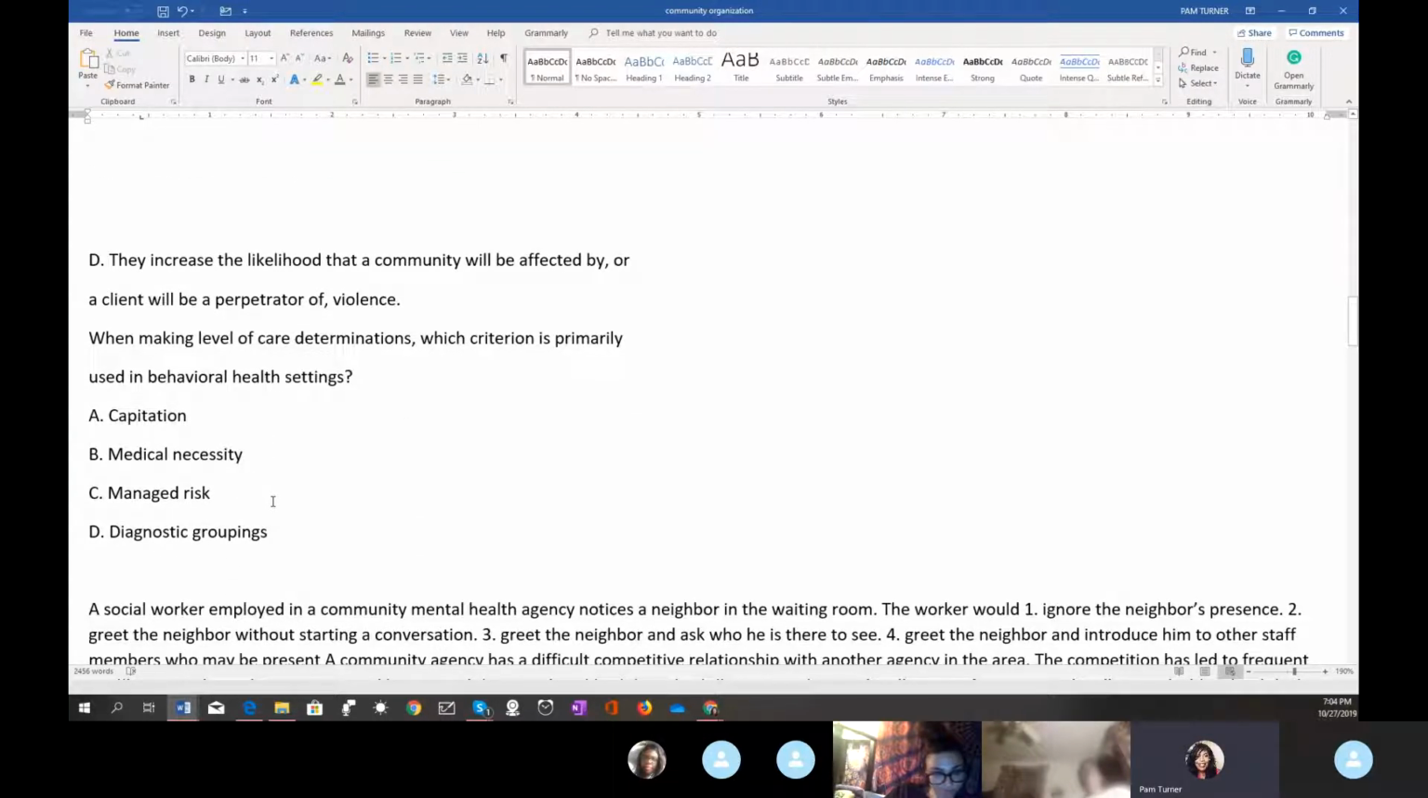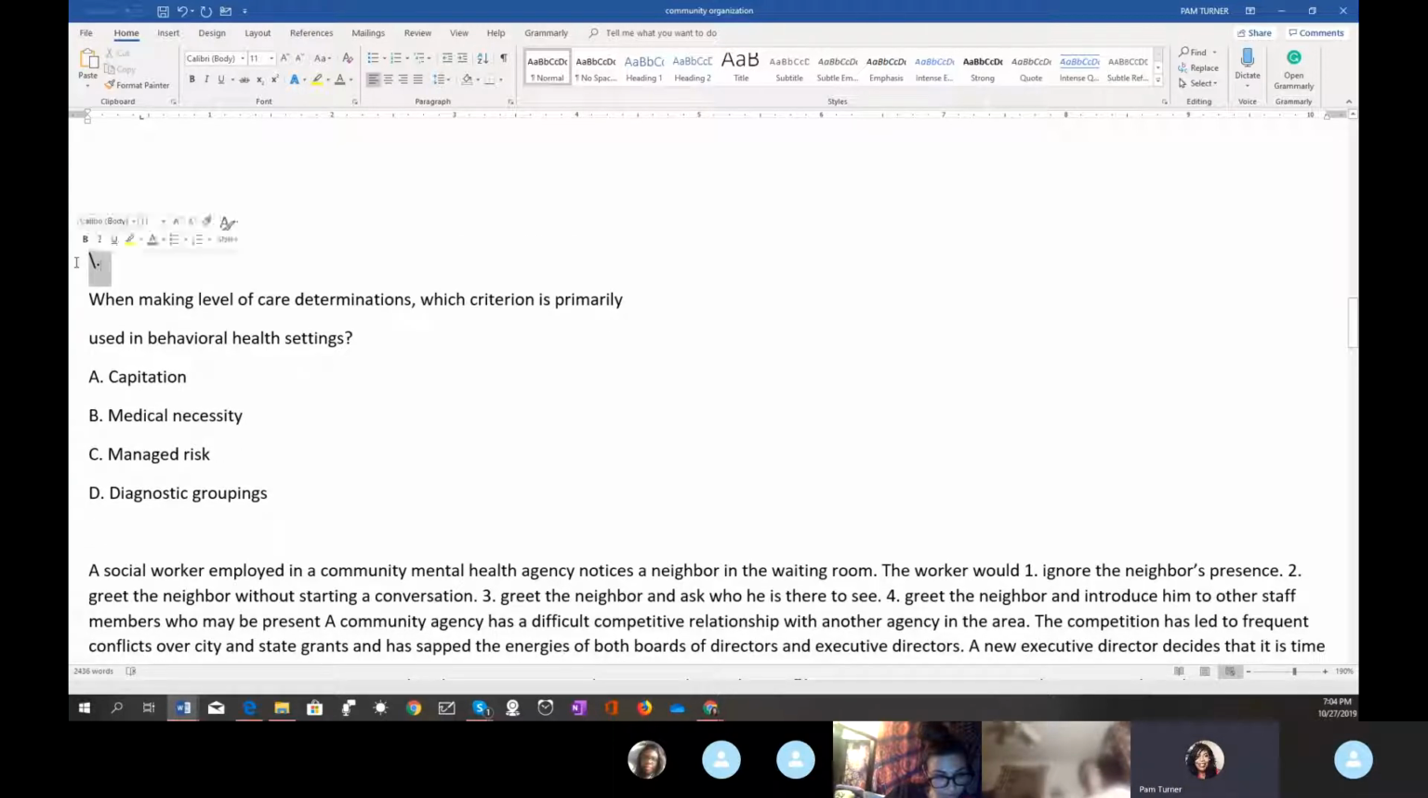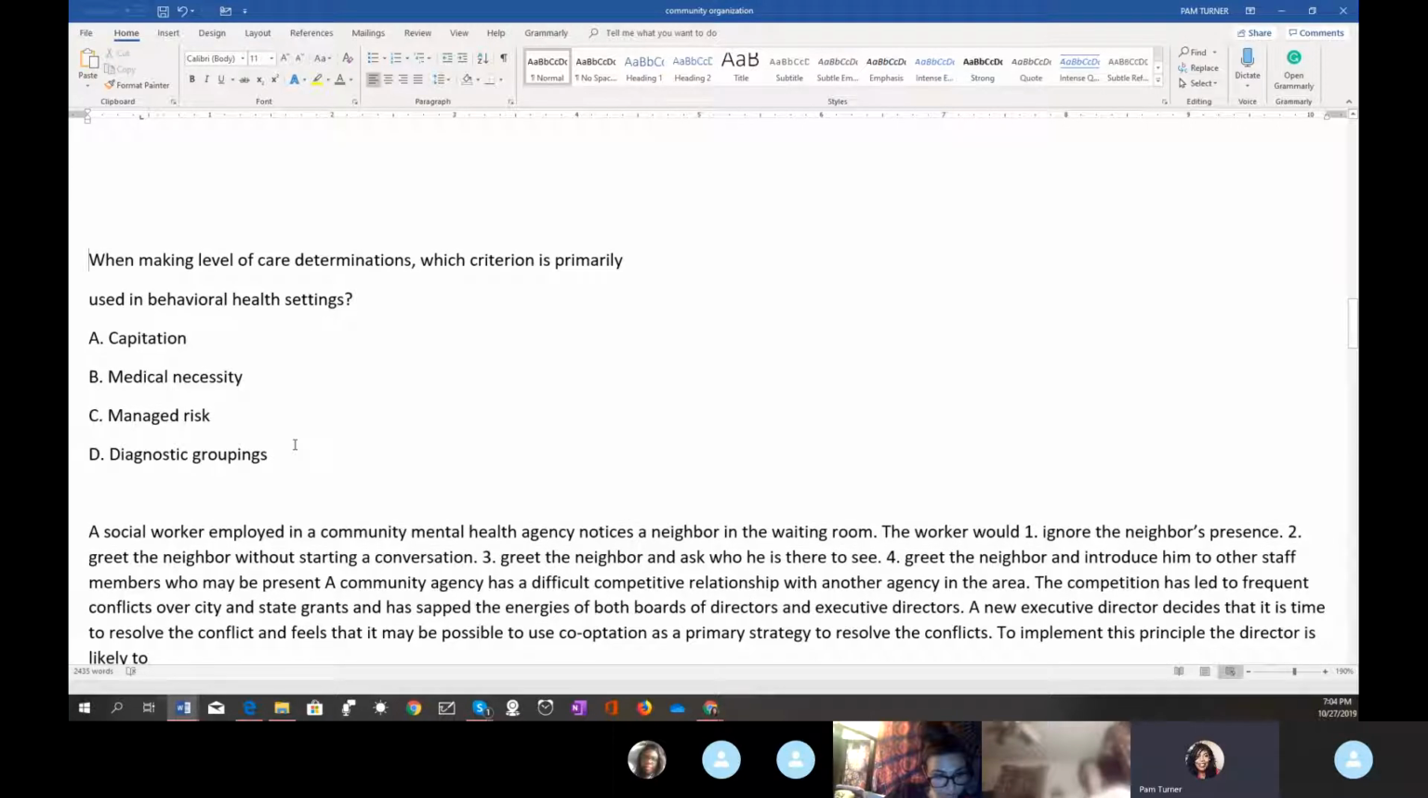Here we go. So this is just a basic knowledge question. When making a level of care determination, which criterion is primarily used in the behavioral health setting? In behavioral health, I'm looking for the least restrictive for my client. So which of my criteria would I use? Capitation, medical necessity, managed risk, or diagnostic groupings.